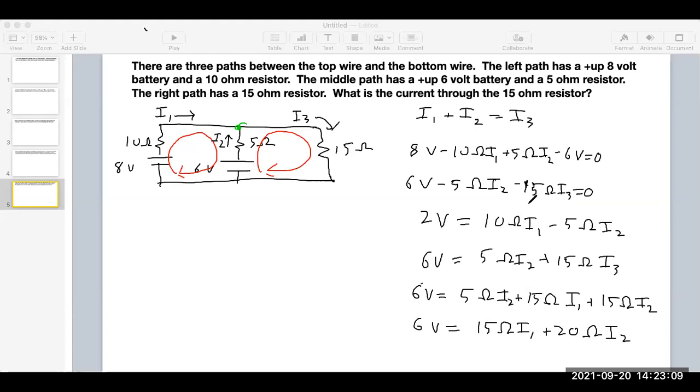And we can get an expression for just I1 or I2 on its own. Now let's make it I1: 0.2 volts over ohms minus 0.5 I2. And that can get plugged in to there for a solution.